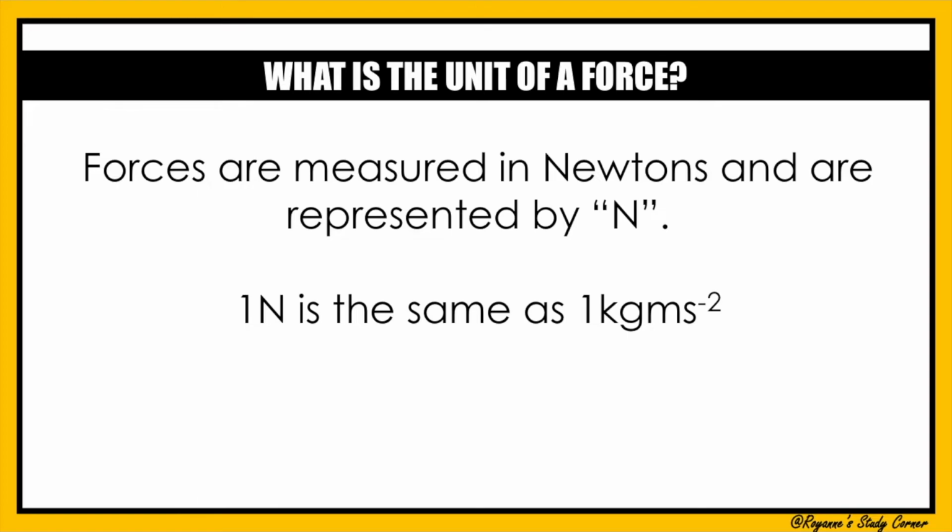1 newton is the same as 1 kilogram meter per second squared. But how did we arrive at this? Let's think about the formula again. It says weight is equal to mass by acceleration due to gravity. Now, mass, the SI unit is kilograms, and g can be measured in meters per second squared. And this sentence here just told us that this is equivalent to 1 newton.